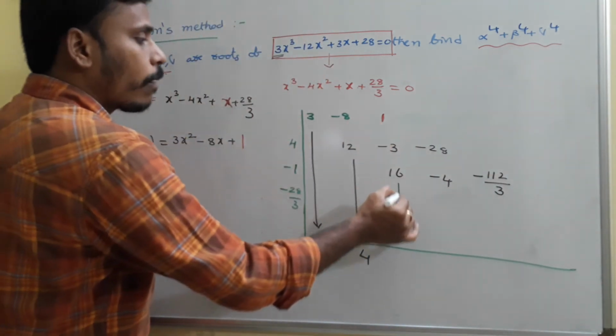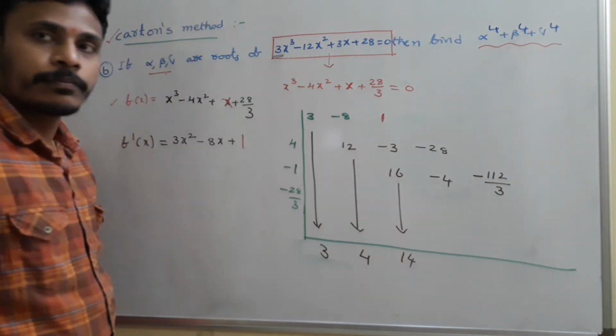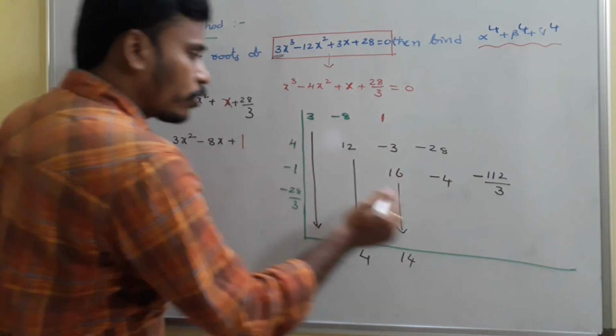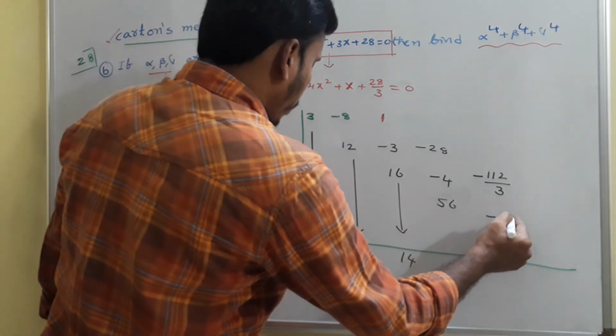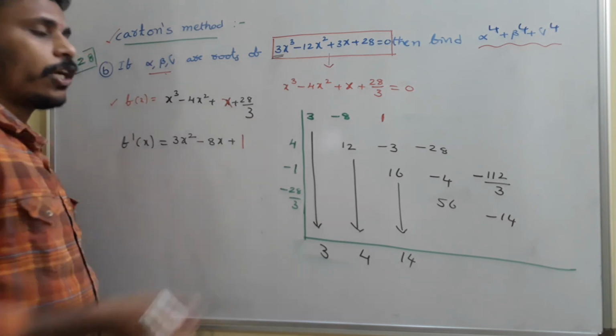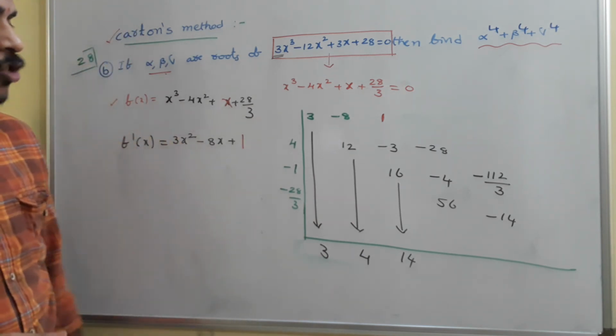So again now add column wise. 4 plus 1 is 17, minus 3 is 14. Again multiply. 14 fours is 56. 14 into minus 1, minus 14. And then 14 into minus 28 by 3 we need to mention. 14 into minus 28 by 3.